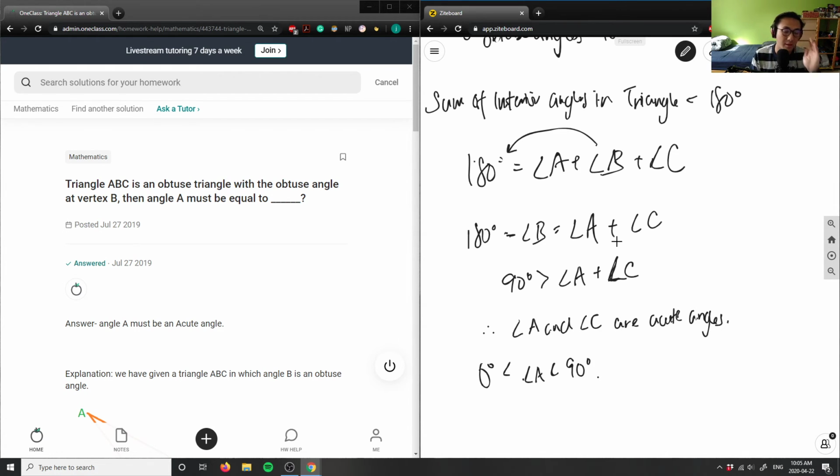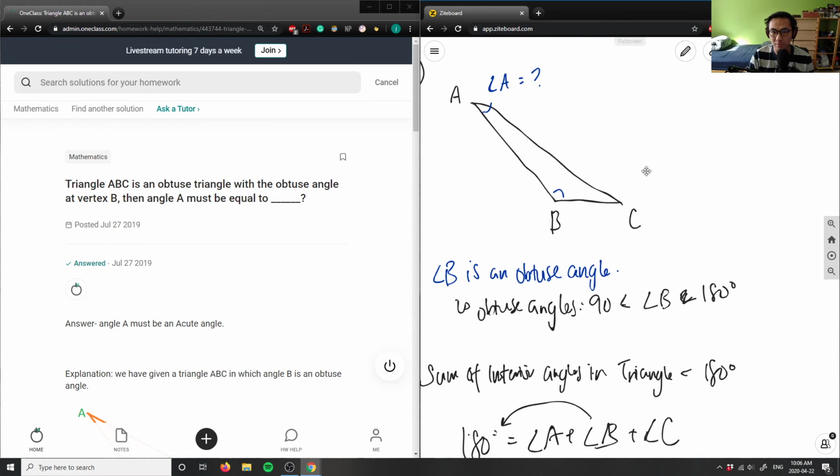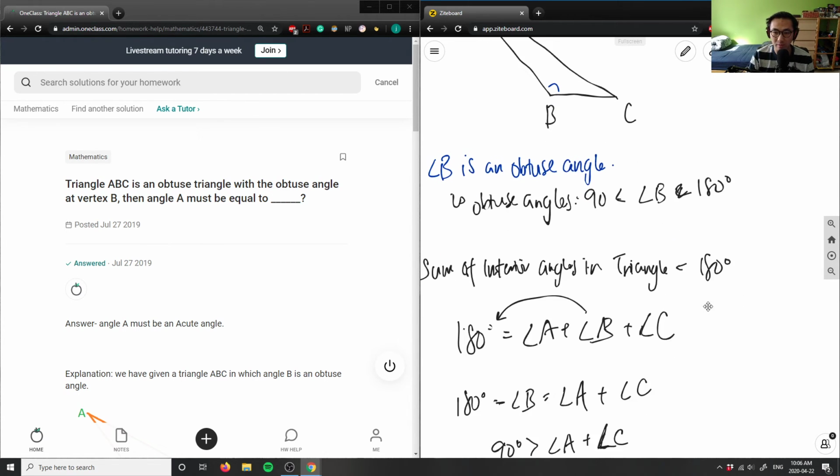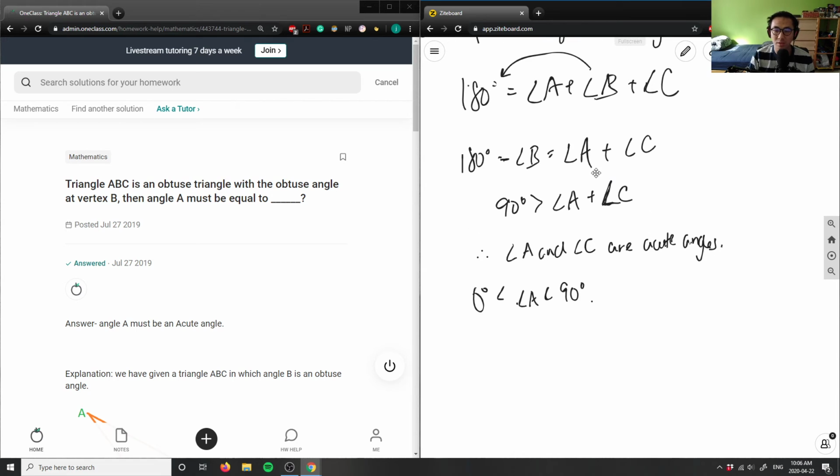So that's kind of what we can conclude about this triangle. We aren't given any more information about this triangle other than that B is an obtuse angle, which means A and C have to be acute angles. Remember, acute angles have to be less than 90 degrees. So this here is my answer I got here. Angle A and angle C are acute angles, therefore it has to be between 0 and 90 here.